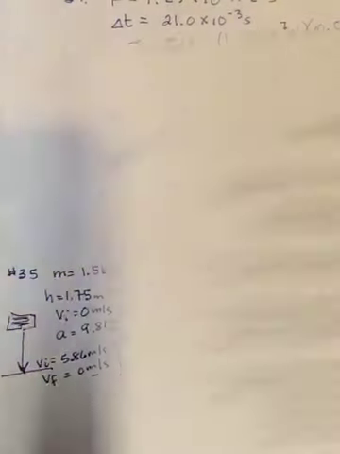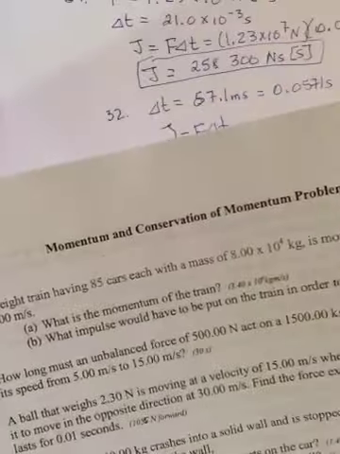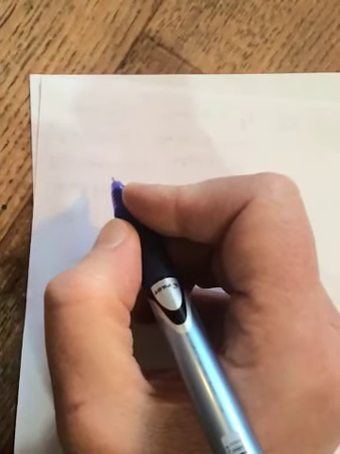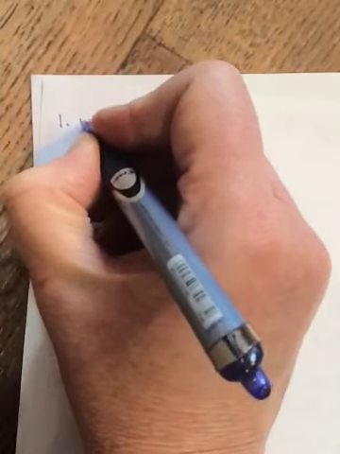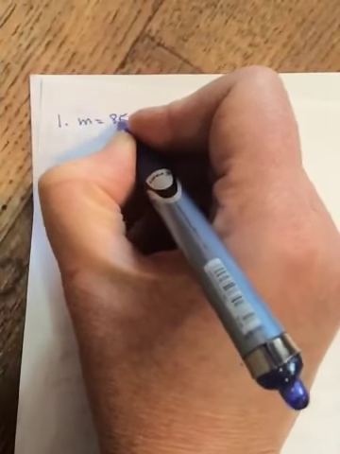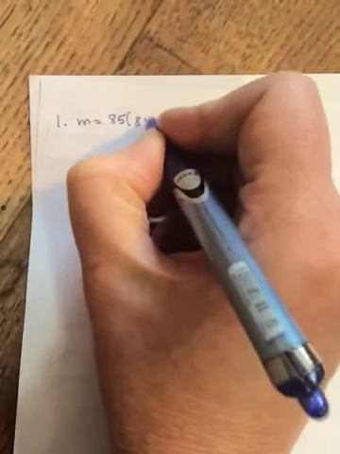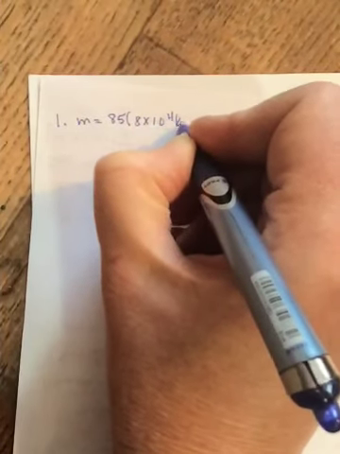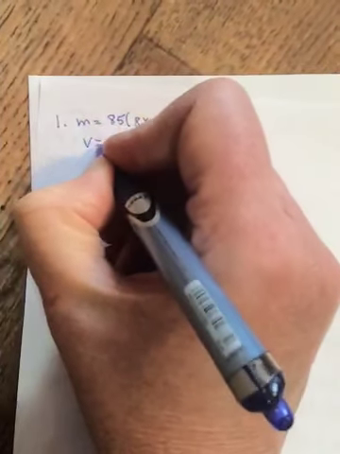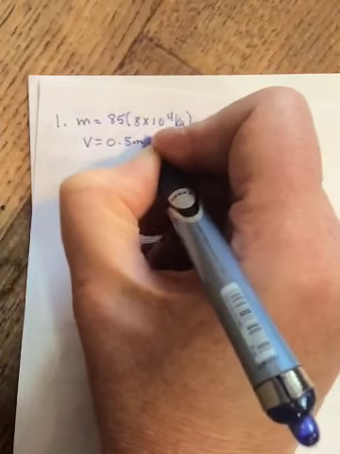All right, so then I asked you to do 5 from this sheet. So if you would find those ones. Number 1, a freight train having 85 cars and a mass of 8 times 10 to the 4th is moving down a track at 0.5 meters per second. So our total mass then will be 85 times 8 times 10 to the 4th kilograms. And it says the speed is 0.5 meters per second.